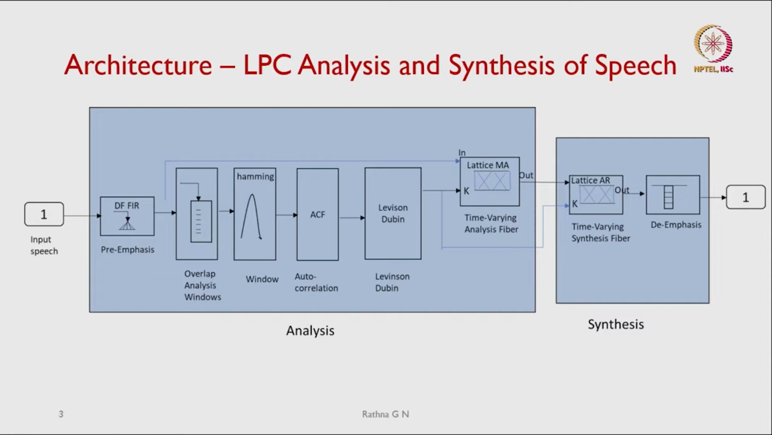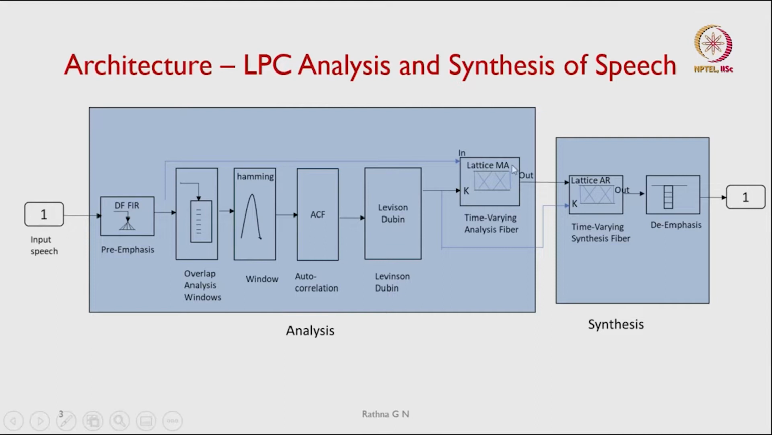Coming to the architecture for both analysis and synthesis of speech, it is shown in the figure here. We have the input speech, which we can select depending on which speech we want, and we have a digital filter, that is an FIR filter, which is going to do the pre-emphasis. This can be directly given as input to our moving average filter, which is shown as a lattice moving average filter. One can go to the net and check what a moving average filter is.